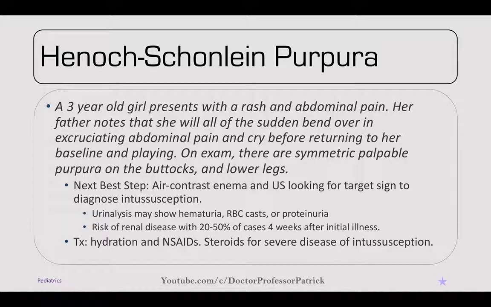For HSP, Henoch-Schonlein purpura, we've got a case of a 3-year-old girl who presents with rash and abdominal pain. Her father notes that she will all of a sudden bend over in excruciating pain and cry, and then return to her baseline and play. On exam, there's symmetric palpable purpura over the buttocks and lower legs. The next best step here is an air contrast enema for the likely intussusception, and you want to look for a target sign. Urinalysis might show hematuria. Up to 20% of patients can have renal disease after the initial illness. And the treatment is hydration and NSAIDs. Steroids are the preferred treatment for severe disease or if they have intussusception.